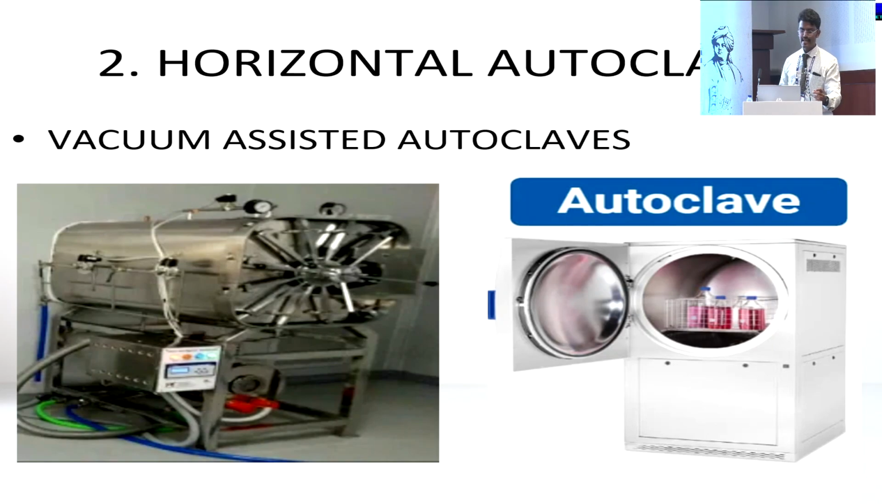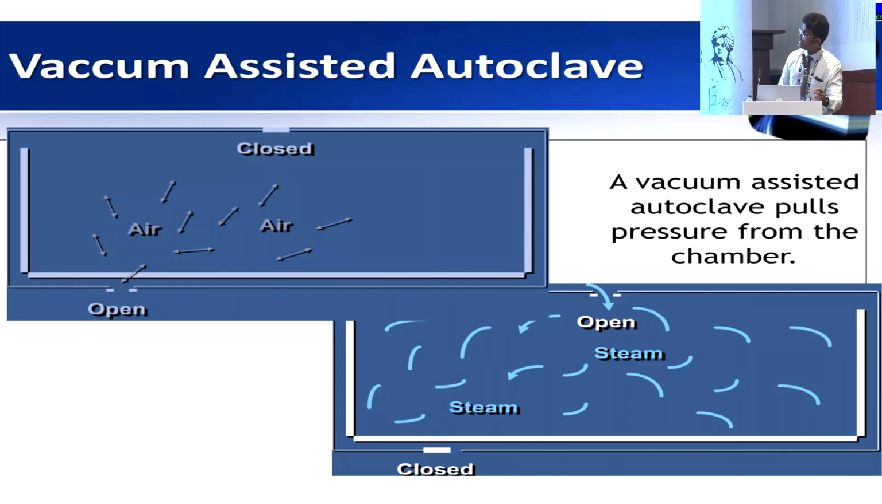Let's move on to the next type of autoclave, which is the horizontal autoclaves, which is vacuum assisted. So this is the basic principle of vacuum. What we do is we try to create vacuum by pushing out the air, and steam is actively pumped in against the closed valve, and that is how we develop the pressure that we spoke about in the previous slides.